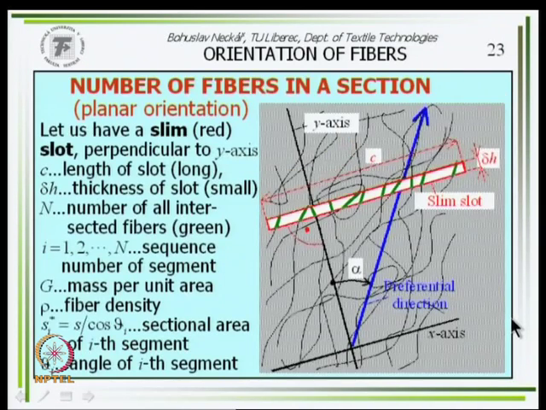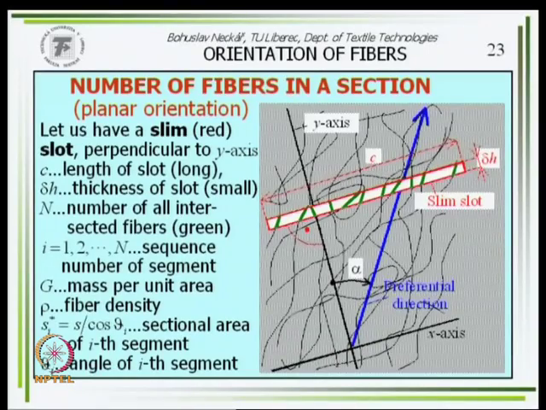Now let us speak about the number of fibers in a section. Let's imagine something like a metal plate on which you have a very thin slot, very long, length C, and very thin, delta H. A delta H slot, like here, so that you will not see other fibers. You will see only the fiber segments lying in our very short slot.